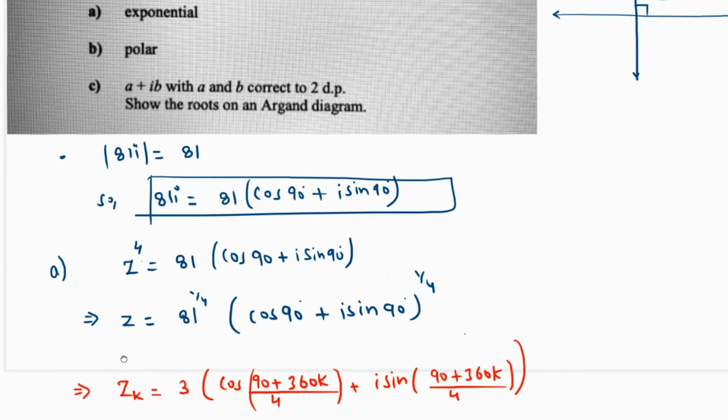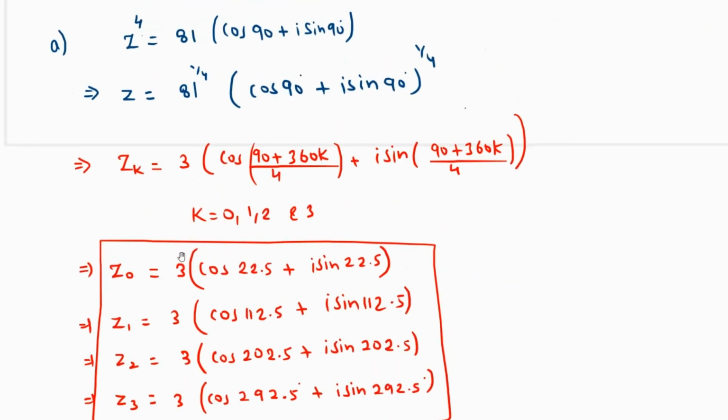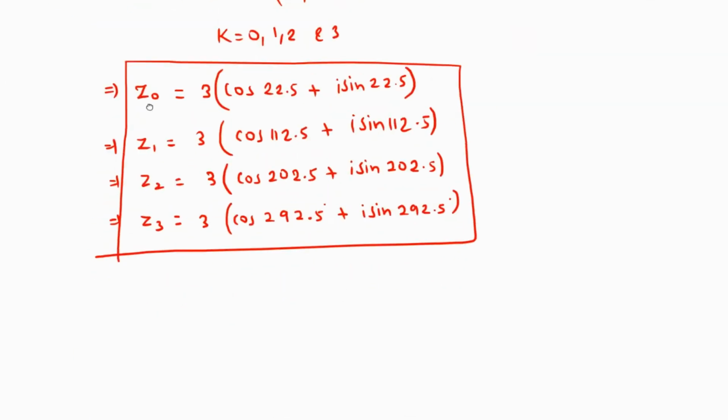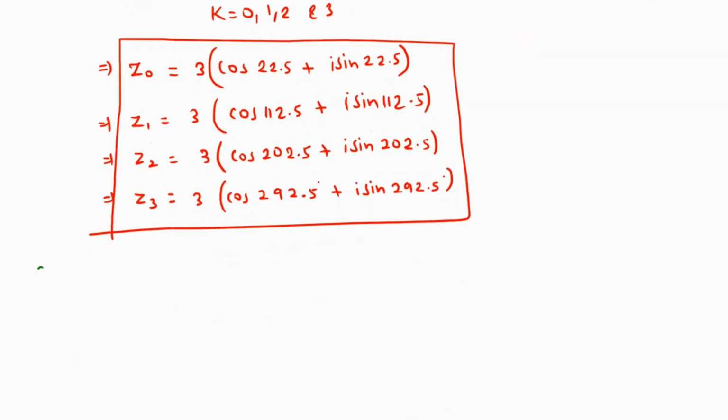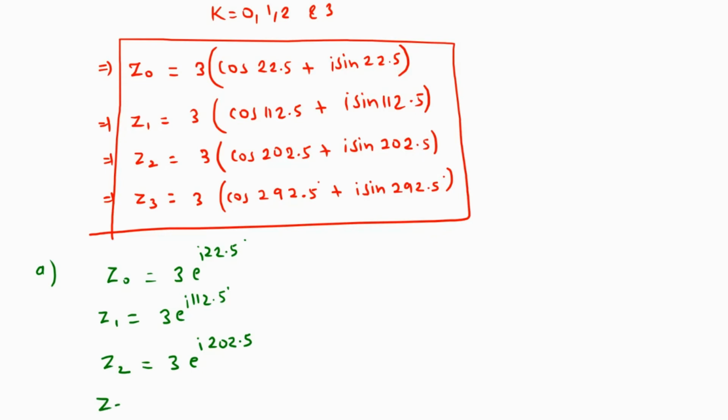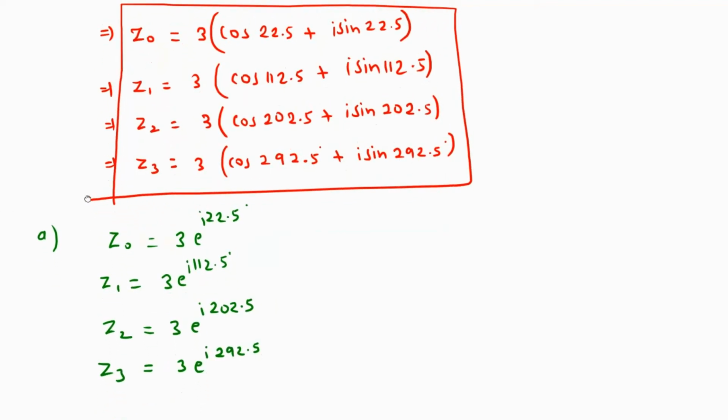And what do they need from us? They need exponential and polar both. So in a way, we have answered the polar part because these are polar. Exponential would be pretty straightforward because the roots are: z0 is 3 times e raised to i 22.5, z1 is 3 times e raised to i 112.5, z2 is 3 times e raised to i 202.5, and finally z3 is 3 times e raised to i 292.5.